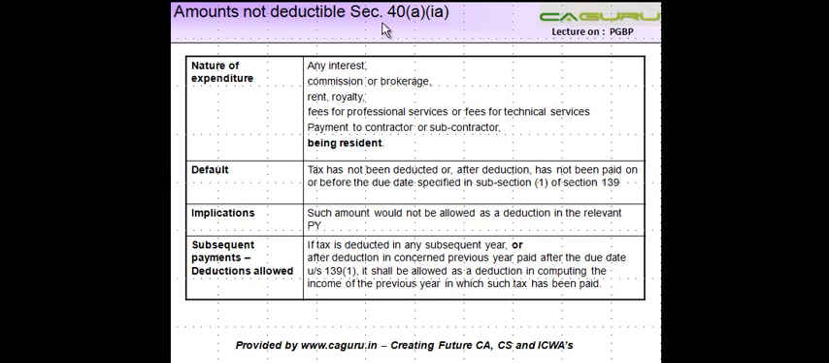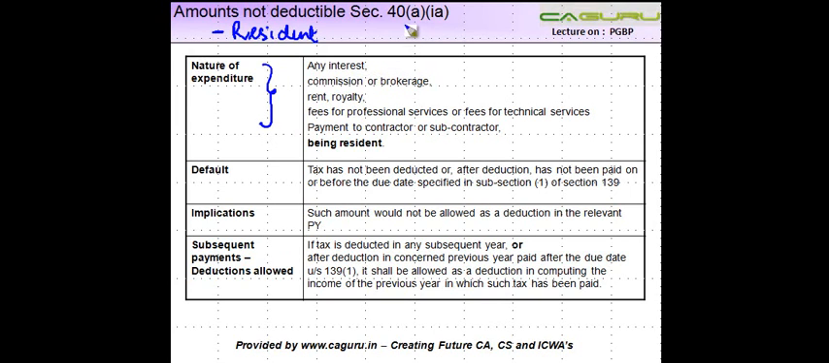Amounts not deductible under section 40A, subsection 1A. Now, having understood the previous one where we dealt with the case of a non-resident, this becomes fairly easy. The difference is, in this case, the payments are made to a resident, right? So let us see what is the nature of expenditure.